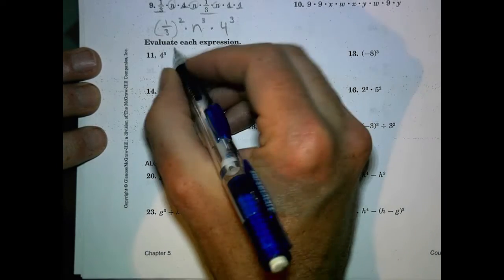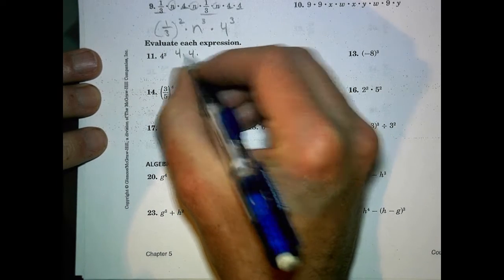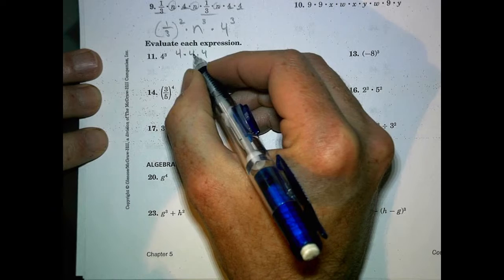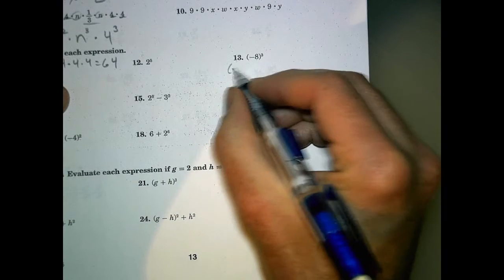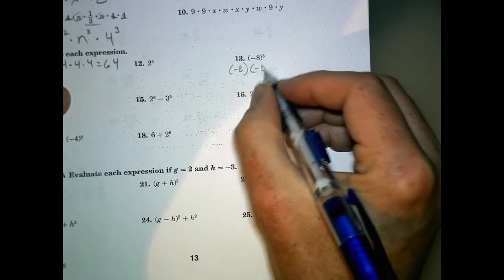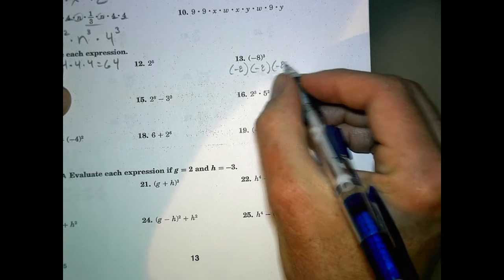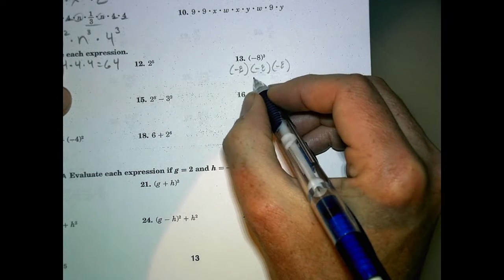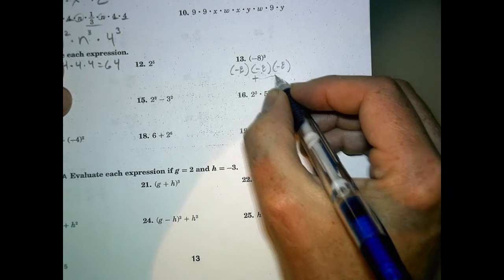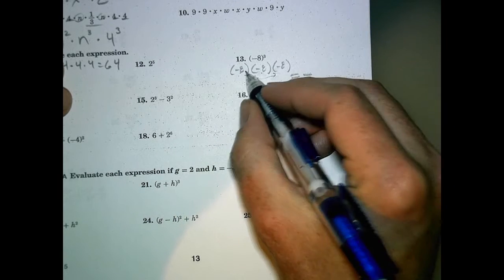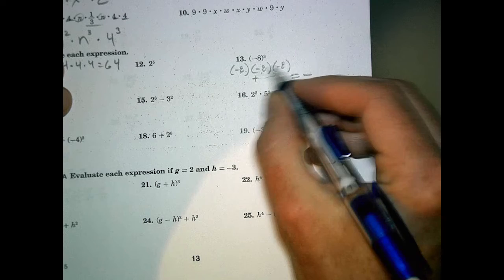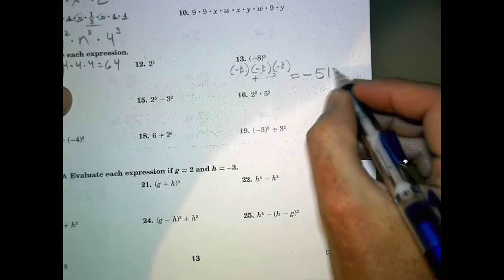Next, we're evaluating. So here we have 4 times 4 times 4. 4 times 4 is 16, times 4 is 64. Number 13 is going to be negative 8 times negative 8 times negative 8. So negative times a negative is a positive. Positive times a negative is going to be a negative. So my answer is going to be negative. 8 times 8 is 64. 64 times 8 is 512.